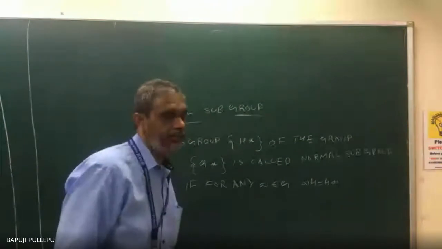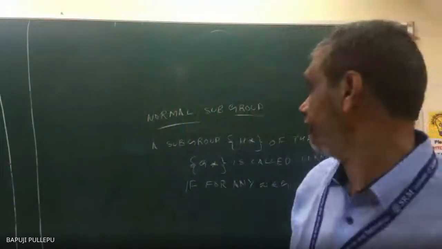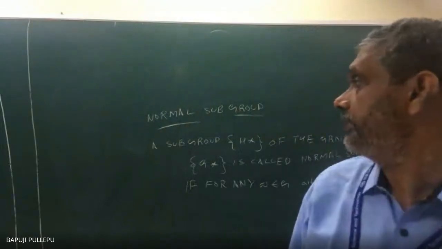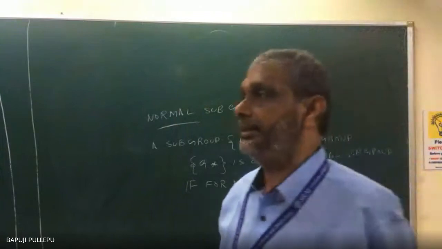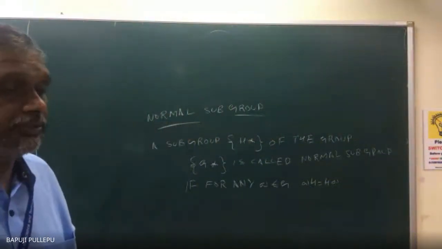Left and right coset is generated by A. Left coset is equal to right coset. If AH is equal to HA, you can say that H star is a subgroup of G star. You can write AH is equal to HA.